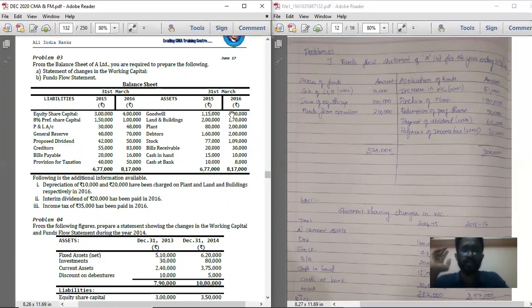And the assets: goodwill. See, there is a reduction in goodwill, which means goodwill written off. In problem number 1, we did it. Goodwill written off, so we should take it to the funds from operation, that is the P&L adjustment account. Next, land and building, plant, debtors, stock, bills receivable, cash in hand, cash at bank. So all are repeated assets.